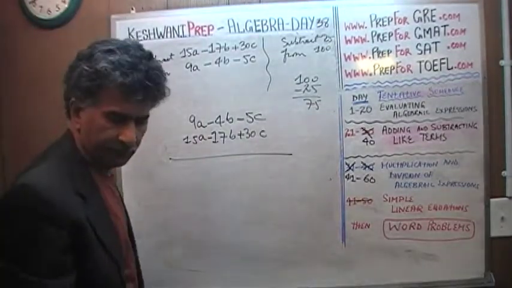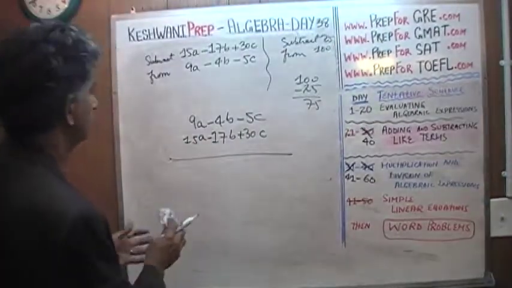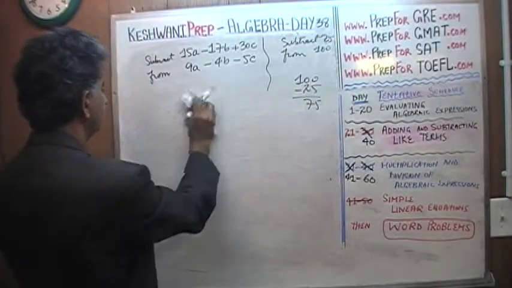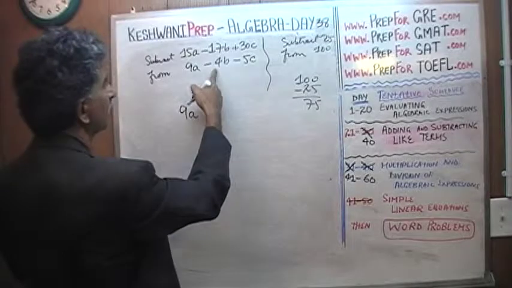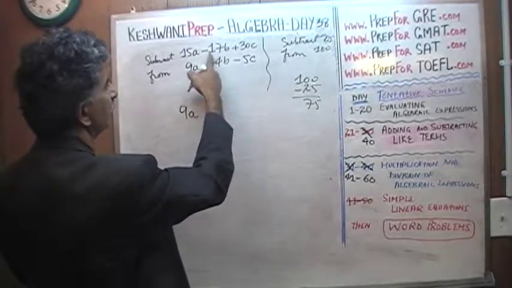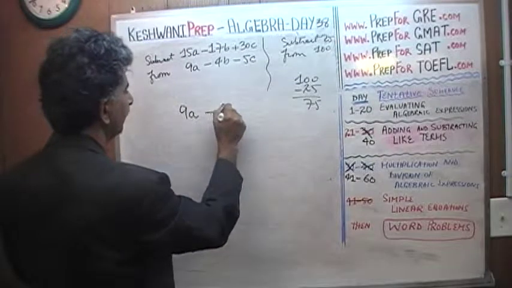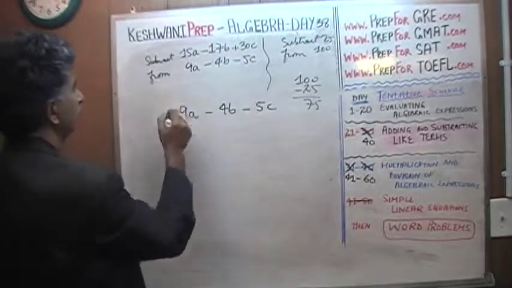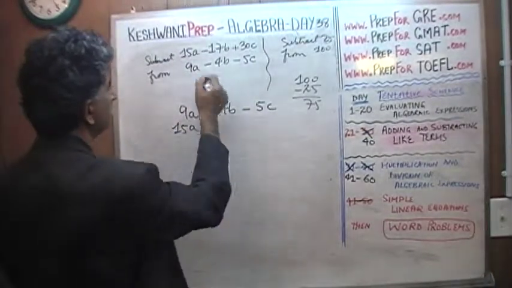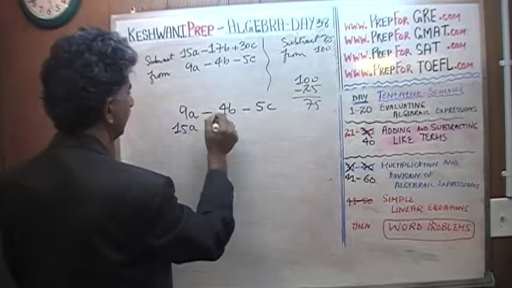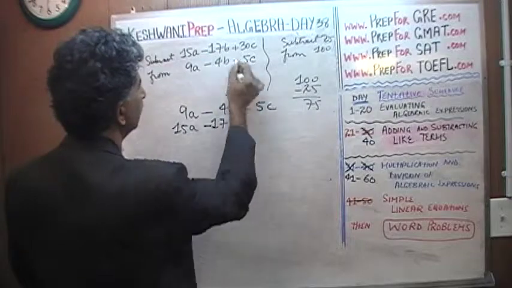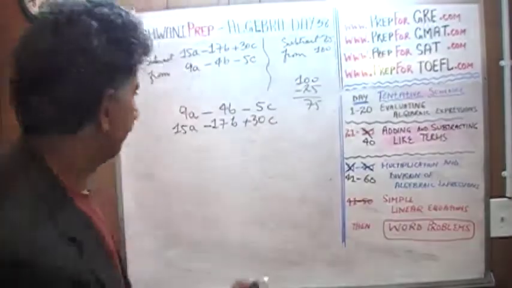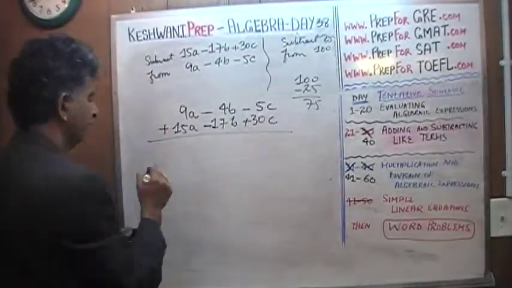This is getting too crowded. I did not write it in a nice way. I'm going to rewrite the whole thing. I do not like it. 9a, it was getting too crowded because these are single digit coefficients, these are double digit coefficients, and I did not leave enough room. Minus 4b minus 5c. Now it's going to look okay. And we subtract 15a minus 17b plus 30c. The very first thing we have to do is change the signs of the bottom expression.